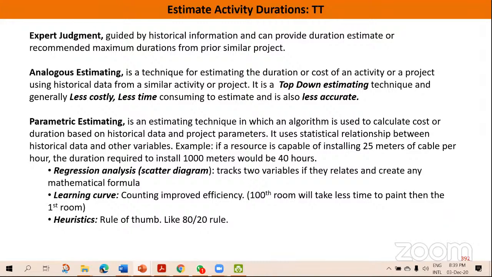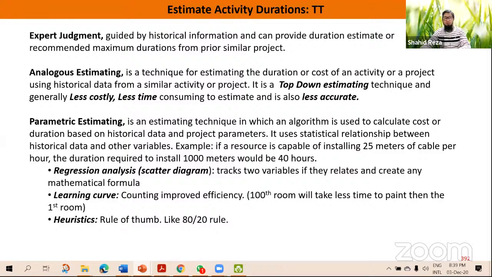Raja bhai, activity and task, we are using them interchangeably, right? Right. But in the PMBOK, mostly activity is used, not task. Okay.